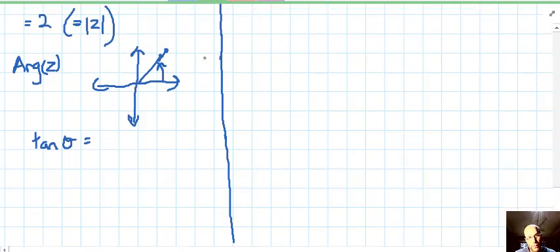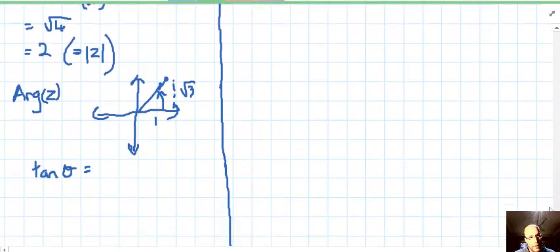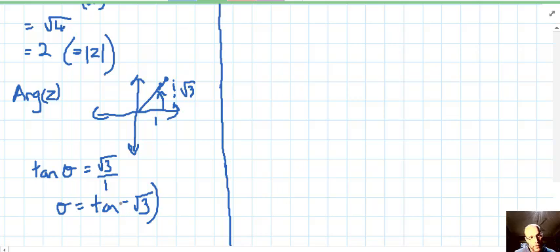Alright, and looking at the complex number, we've got root 3 there, and we've got 1 there. So from our complex number, tan theta is root 3 over 1, or just root 3. So theta is the inverse tan of root 3. We can do that quite straightforwardly. Inverse tan of root 3, because it's in that first quadrant.